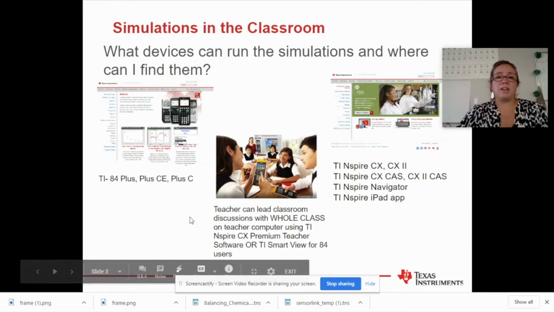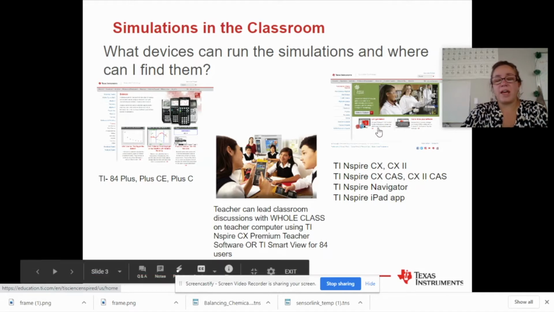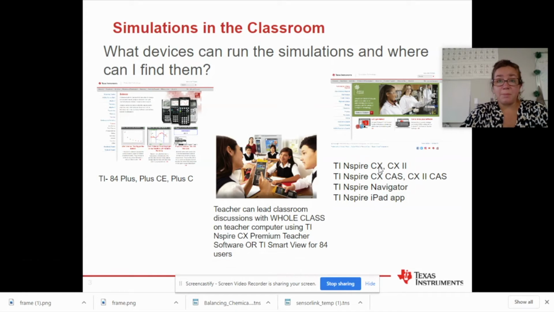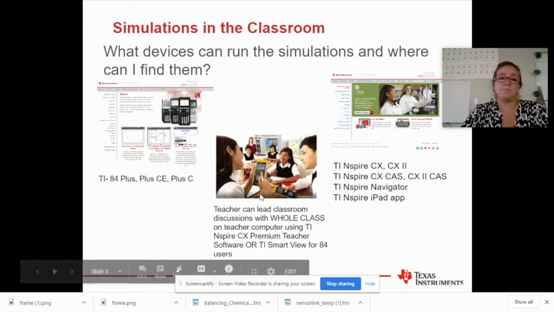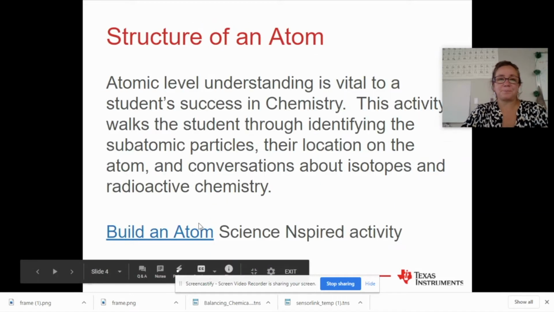And so right now, depending on what software platforms you use, there are some simulations both for the TI-84 as well as the Nspire. The Nspire app on the iPad, also simulations can run on it. Or maybe you're in a virtual setting right now and you need a teacher software. There's a teacher software for the Nspire as well as the 84 Smart View for the 84 users, where you can have one computer classroom where you're projecting and then leading classroom discussions.